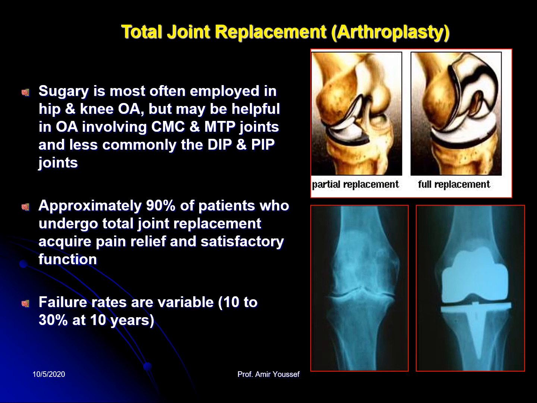Total joint replacement or arthroplasty. Surgery is most often employed in hip and knee OA, but may be helpful in OA involving the carpometacarpal joint, metatarsophalangeal joints, and less commonly the distal interphalangeal joint and PIP joints. Approximately 90% of patients who undergo total joint replacement achieve pain relief and satisfactory function. Failure rates are variable, from 10 to 30% at 10 years.